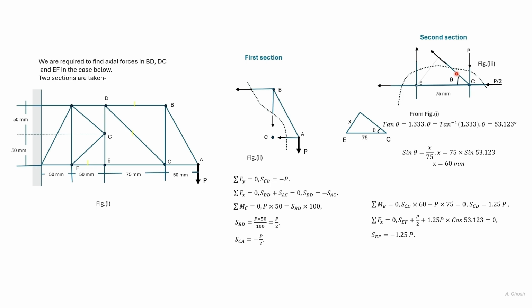If we take the horizontal forces, then the force in CD cos theta plus P by 2 plus the force in EF would be 0. So summing up the horizontal forces, we can find the force in EF. So I've been able to find the force in the 3 bars that we wanted to.